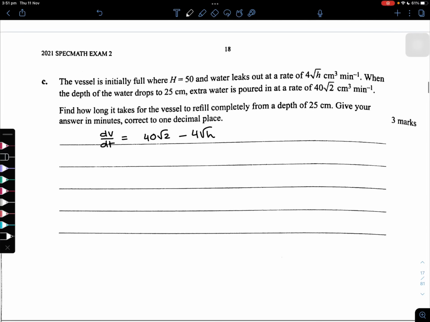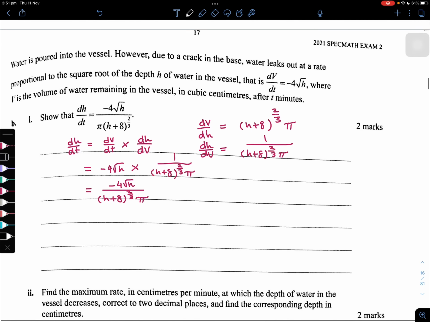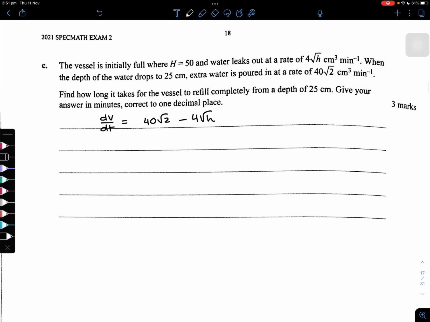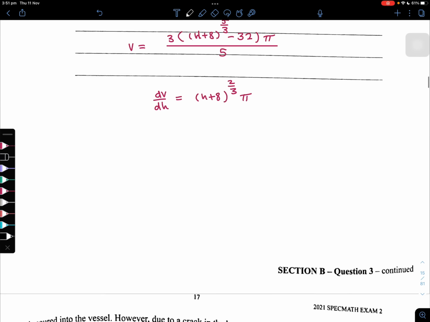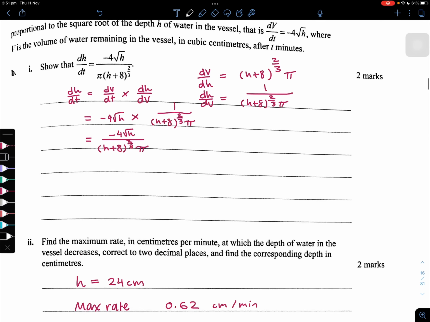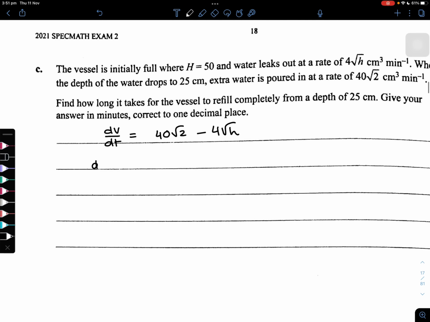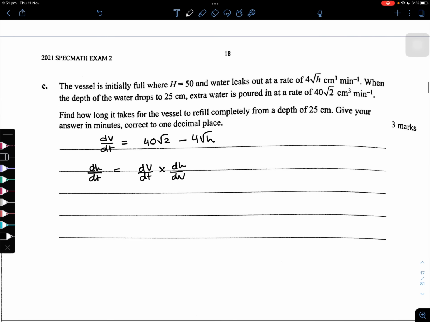Let's go back here. dH on dt, because we do need our equation to have time in there, right? Ideally, we would have dH on dt here, and that's going to equal dV on dt times dH on dV.